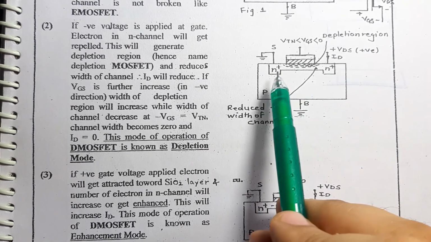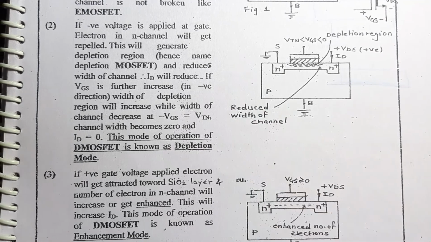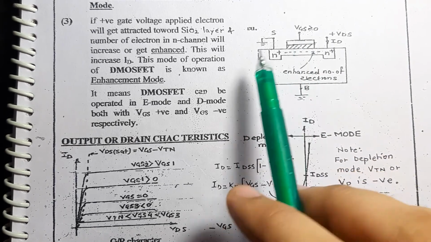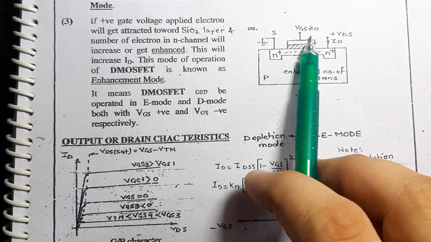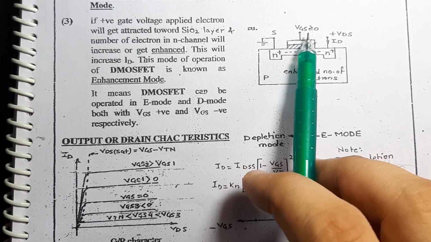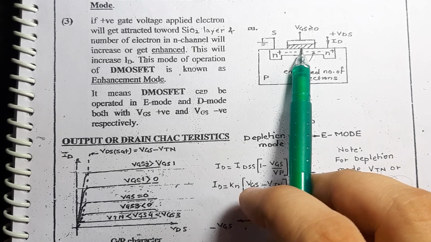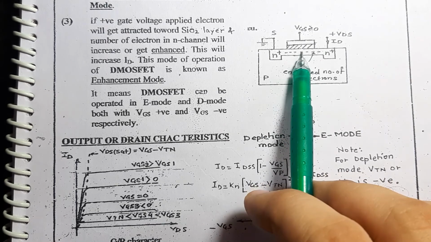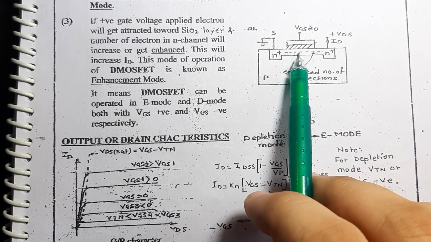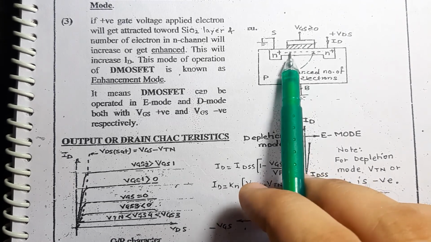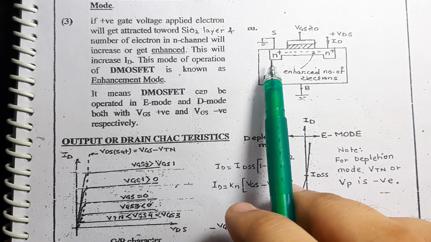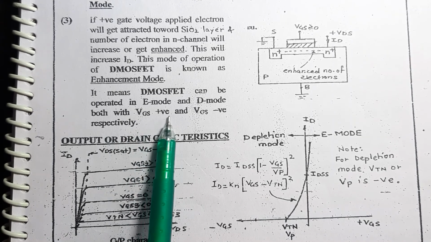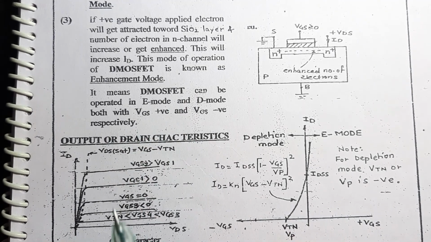Now this mode of operation of D MOSFET is known as depletion mode. Now what happens if a positive gate voltage is applied, which is greater than 0? The electrons will get attracted towards the SiO2 layer, and the number of electrons in the N channel will increase or get enhanced, or they will gain some extra velocity. This increases your ID in the channel over here. This mode of operation of D MOSFET is known as enhancement mode. Now it means D MOSFET can be operated in both D mode as well as E mode, with VGS equal to negative and VGS equal to positive respectively.